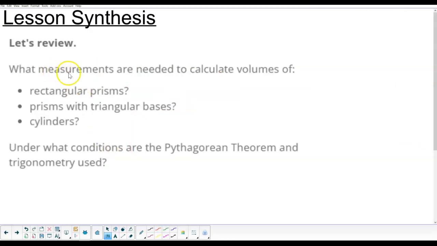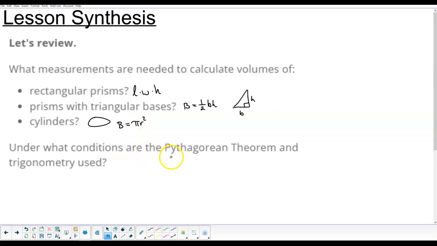All right, so let's think about this. What measurements do we need to calculate volumes? Well, for rectangular prisms, you need length, width, and height. Prisms with triangular bases, the area of the base is 1/2 base times height of any triangle, and usually they give you some kind of right triangle. You need a base and a height to find the area of that one. For cylinders, if your base is a circle, the area of the base is pi r squared, so you need the radius.